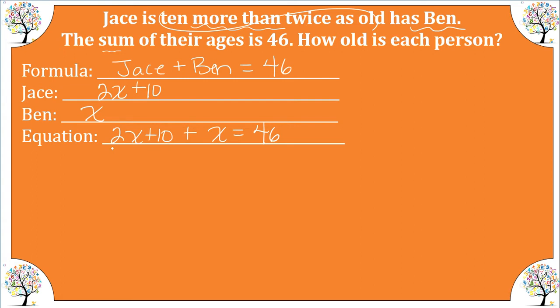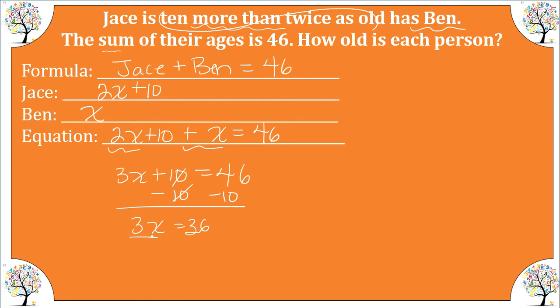Okay, now let's solve. Let's combine our like terms. We have 3x plus 10 is equal to 46. We're going to isolate x by subtracting out the 10 first, and then we're going to divide each side by 3. And x, which is Ben's age, is 12. So Ben is 12. Jace is 2 times 12 plus 10. 2 times 12 is 24, plus 10 is 34. 34 and 12 would give us that 46.